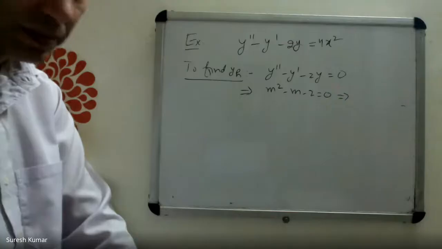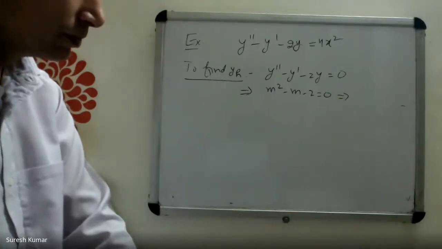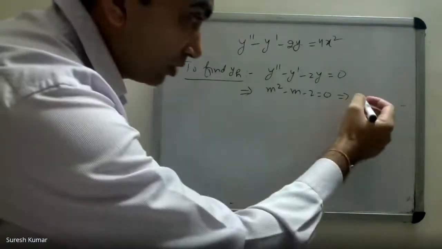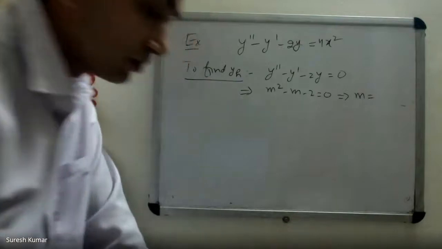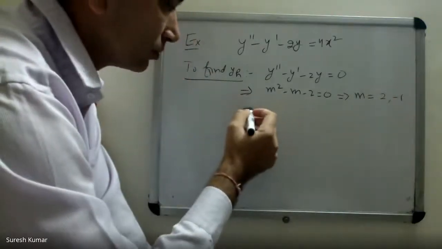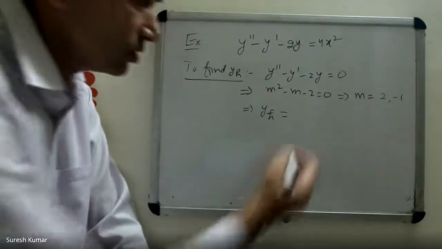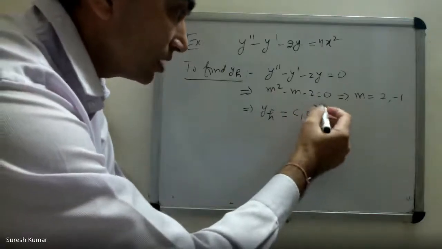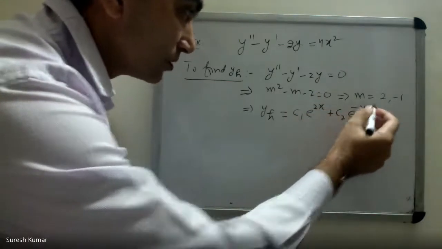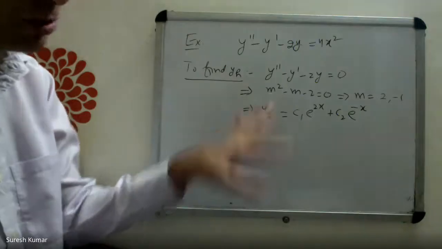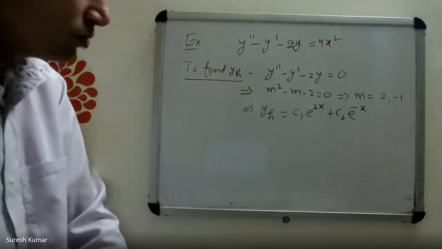What are the values of m? What are the two values of m from this equation? 2 and minus 1. So what is yh? Because the roots are real and distinct, yh is C1 e power 2x plus C2 e power minus x. Correct? So about the yh part, you are already sure what you are doing.